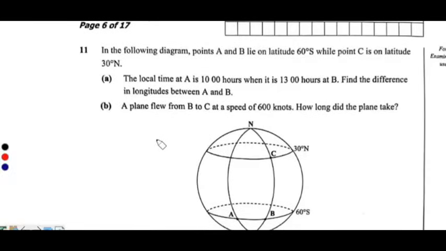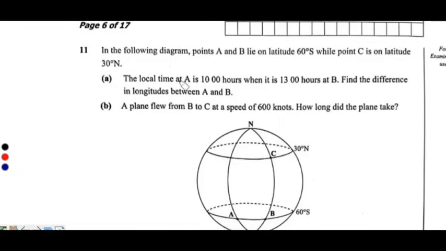We've come to question 11. Under question 11, we have two questions, question A and question B. Question A: in the following diagram, points A and B lie on latitude 30 degrees south, while point C is on latitude 30 degrees north.